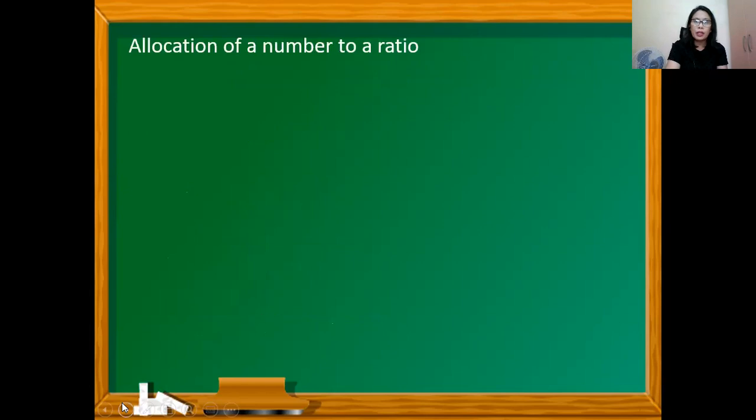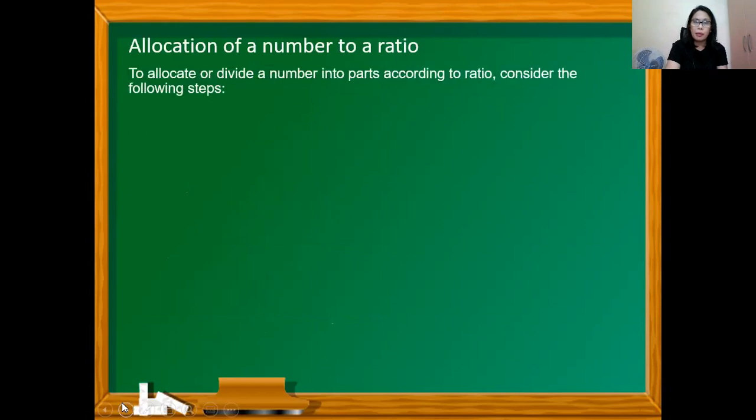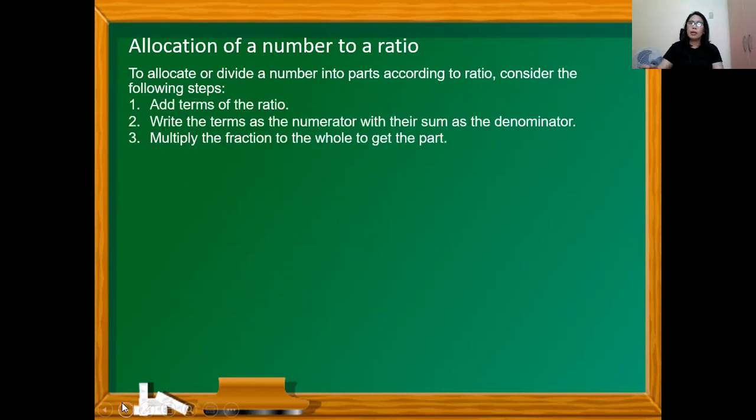Now, how do we allocate a number to a ratio? We have to consider these steps. So allocating would mean allotting a portion from a sum. How do we do that? We add the terms of the ratio, and that would actually represent the denominator. And then the ratio itself will be the numerator, and the denominator will be the sum of all ratios. And that would be a multiplying factor to the whole to get the portion or the part.